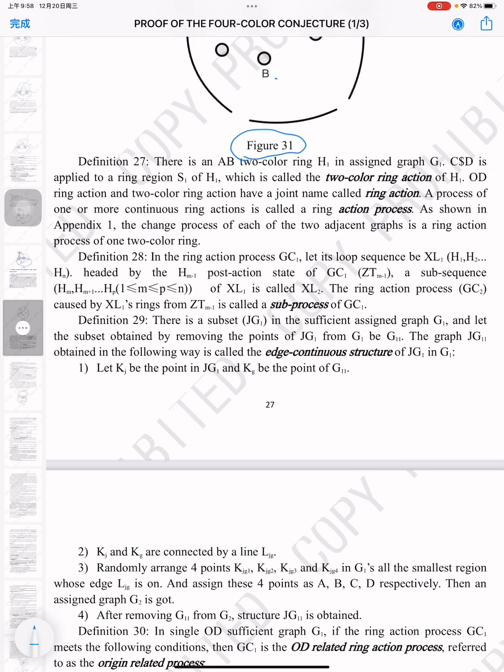Definition 27. There is an AB two-color ring H1 in assigned graph G1. CD swap is applied to a ring region S1 of H1, which is called the two-color ring action of H1. OD ring action and two-color ring action have a joint name called ring action. A process of one or more continuous ring actions is called a ring action process. As shown in Appendix 1, the change process of each of the two adjacent graphs is a ring action process of one two-color ring.